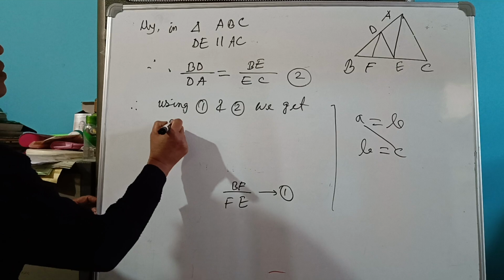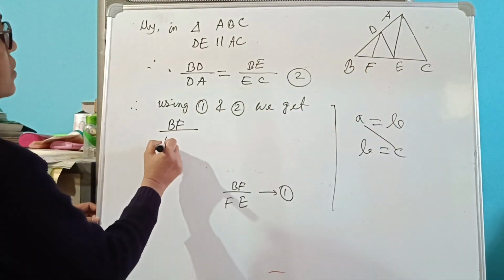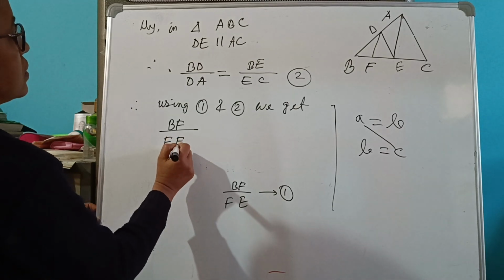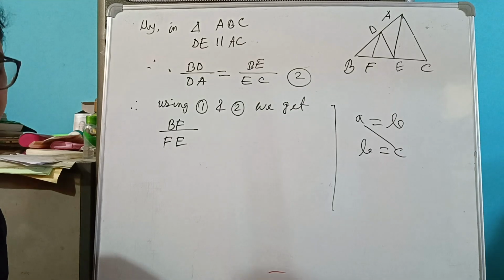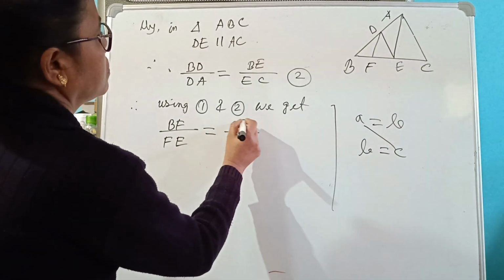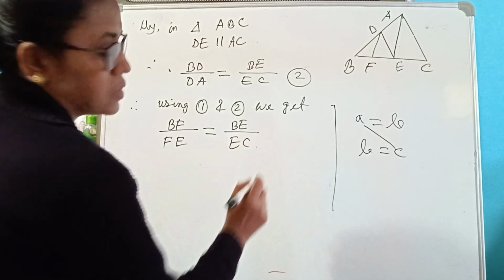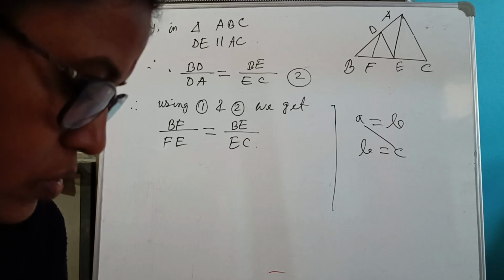BF by FE is equal to BE by EC. This is our question.